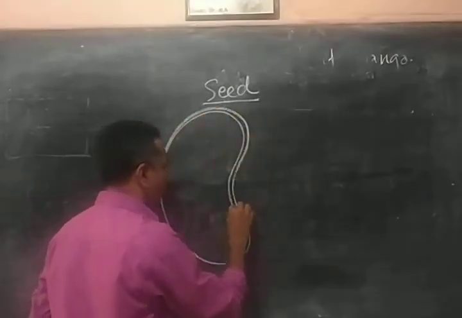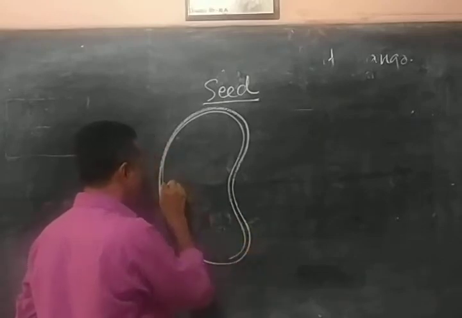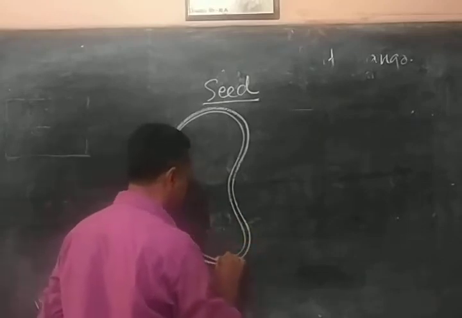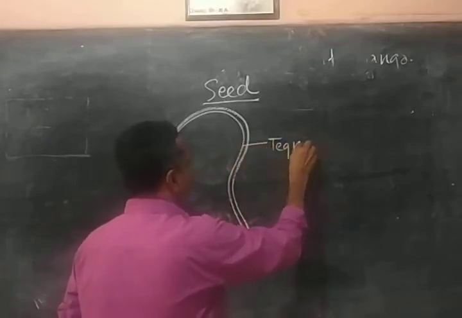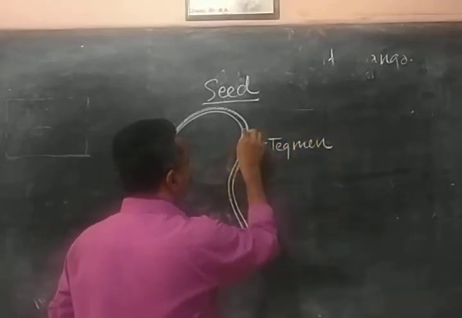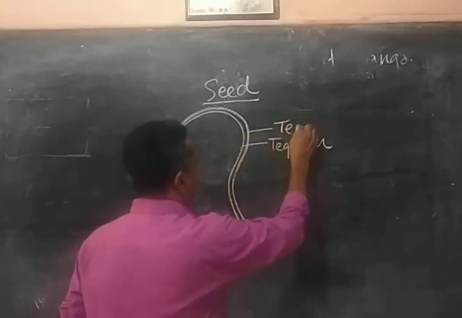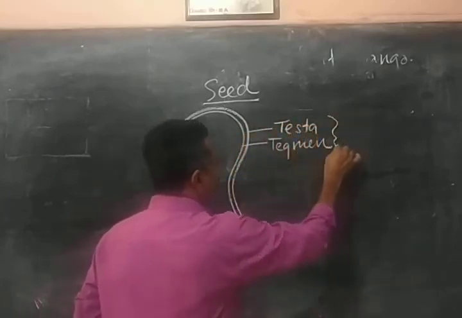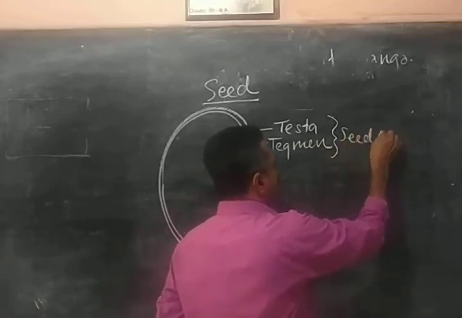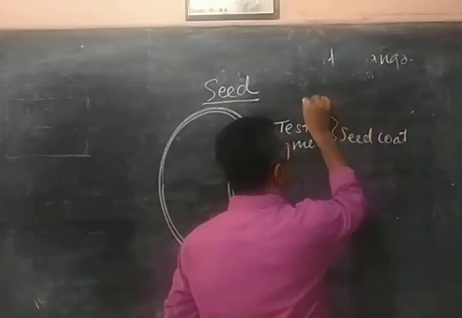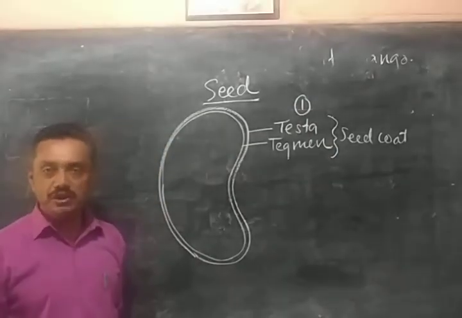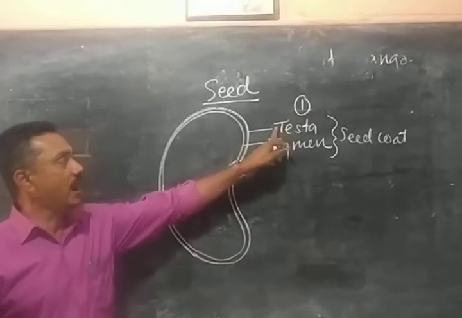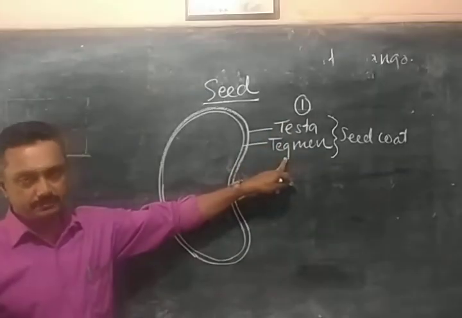You see, two layers are there: inner layer and outer layer. Inner layer is called tegmen. Outer layer is called testa. Together they are called seed coat. The first part of the seed, the covering of the seed, is called seed coat. It consists of two layers: outer layer called testa, inner layer called tegmen.